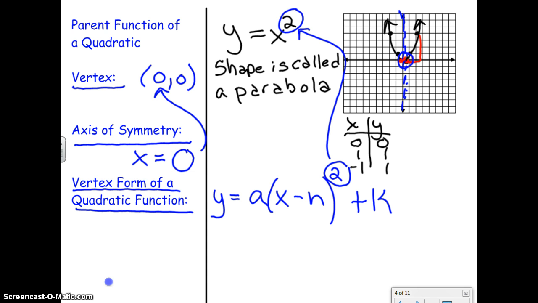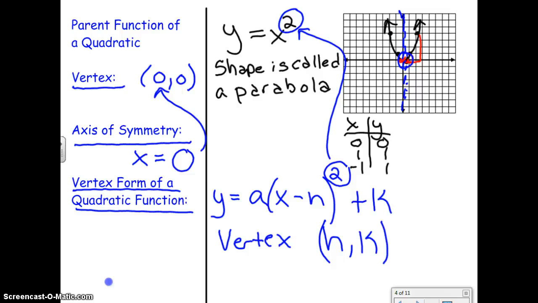Now think about this for a moment. My vertex is at the point where I'm going to move that middle point to the right or to the left. If I take the h and the k, that's going to give me where my vertex is, because that will tell me if I move to the right or to the left. And we'll do a few examples that will show you that.